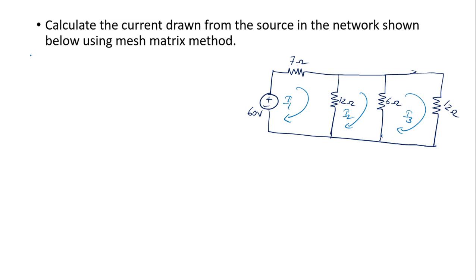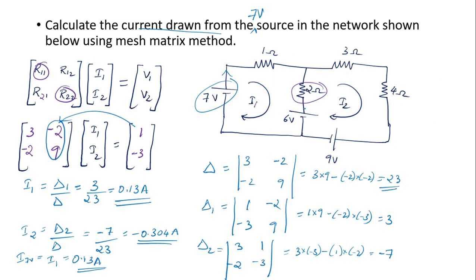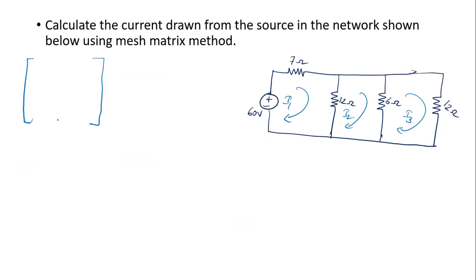Since there are 3 meshes over here, our matrix will be larger accordingly. In the previous problem there were only 2 meshes, therefore the resistance matrix was 2 by 2. Here, since there are 3 meshes, the matrix will be a 3 by 3 matrix. And the values will be R11, R12, R13.